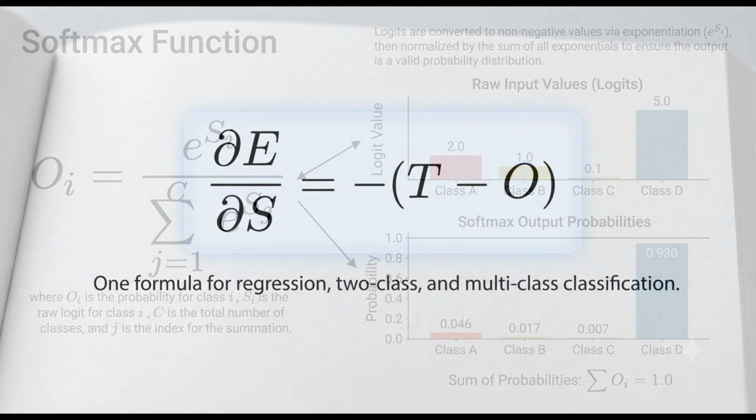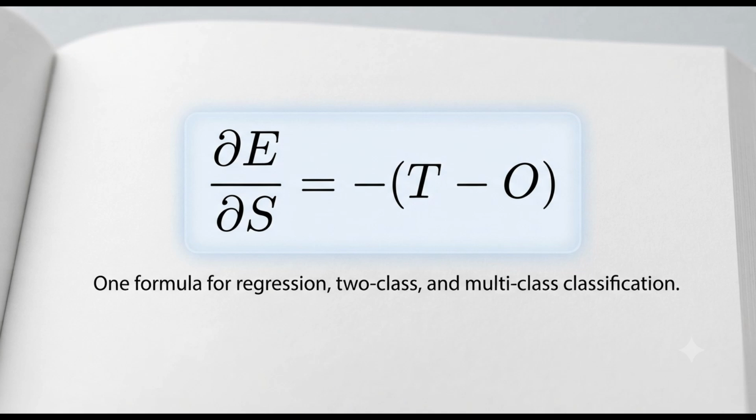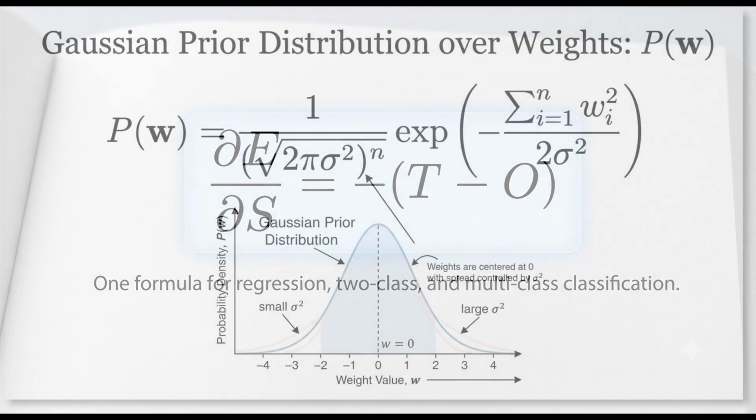And now for the real payoff of this whole chapter. Whether it's regression, binary, or multi-class classification, if you compute the derivative of the error with respect to a neuron's internal activation, you get the exact same beautifully simple formula in all three cases. The difference between the target and the actual output. That's no coincidence. It's a direct consequence of not choosing the error function and activation function arbitrarily, but deriving them jointly from the same probabilistic model. The result? A single clean learning rule that works for all three problem types.